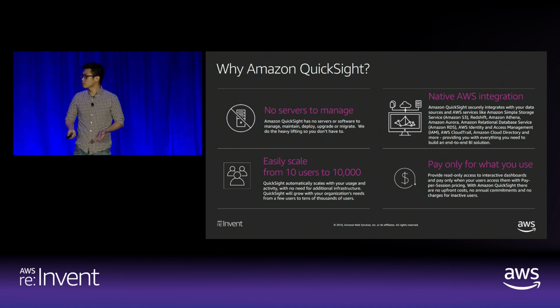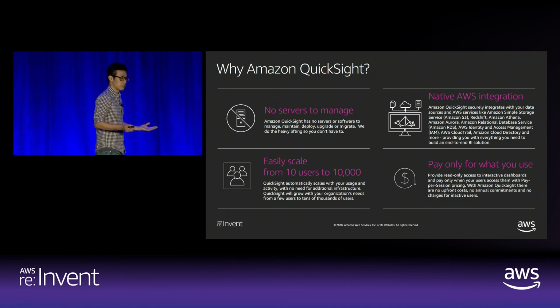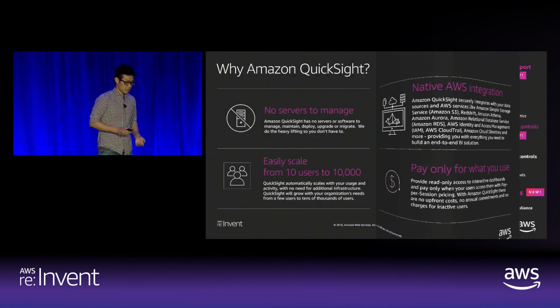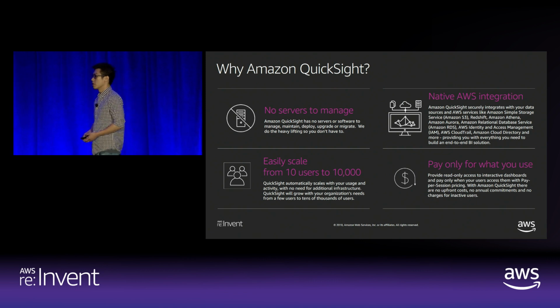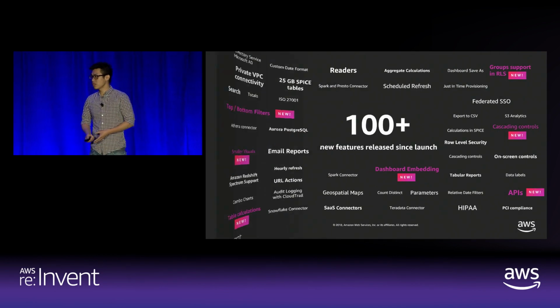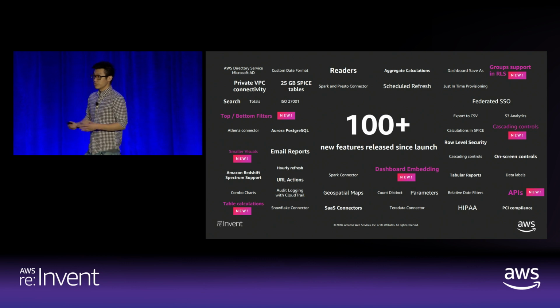And one of the few reasons that they choose QuickSight, first of all, is because there's no server to manage. QuickSight integrates nicely with all the AWS services where your data resides today. It easily scales whether you are deploying BI to 10 users or 10,000 users. And most importantly, it is really cost-effective with our usage-based pay-per-session pricing model, where customers only pay for what they use.